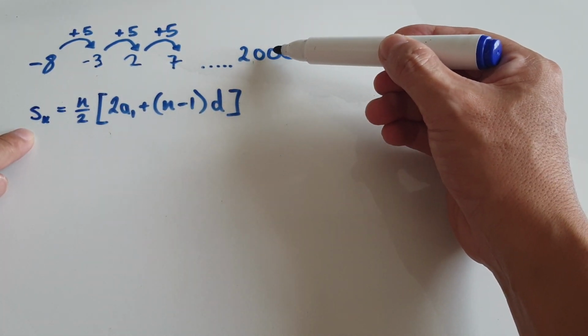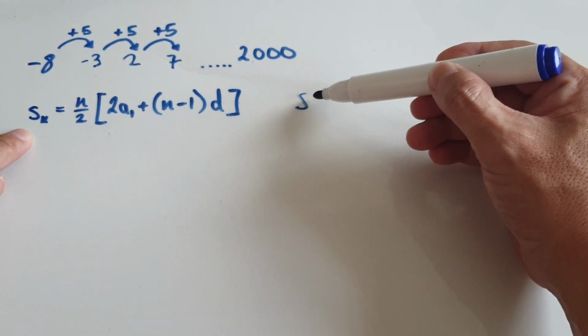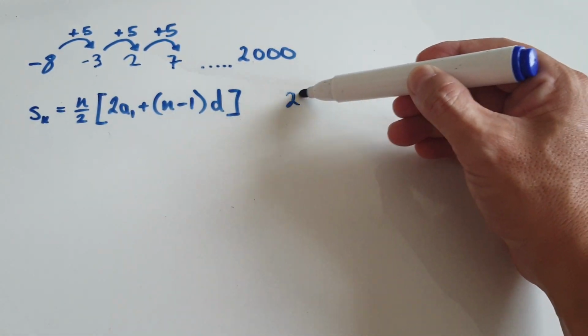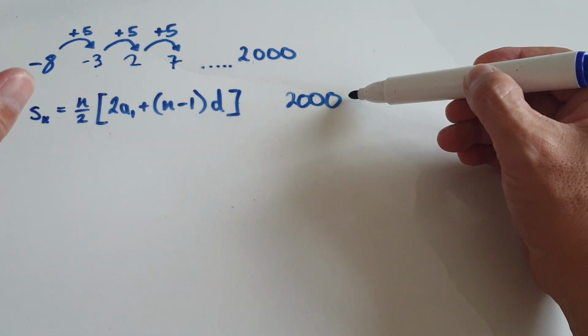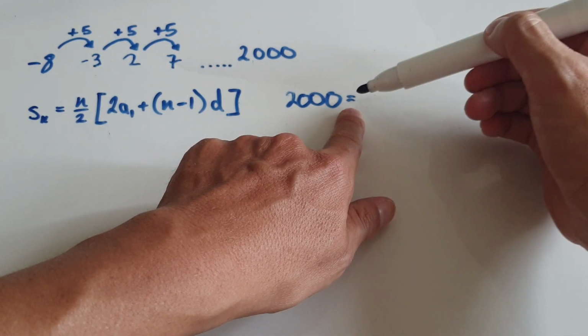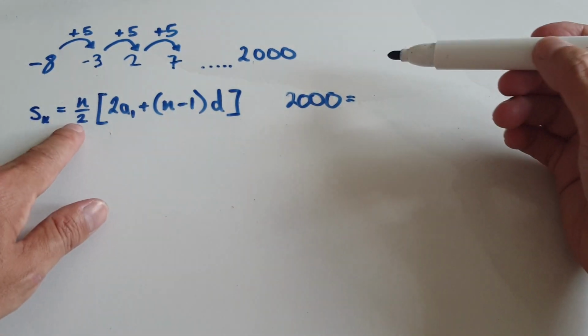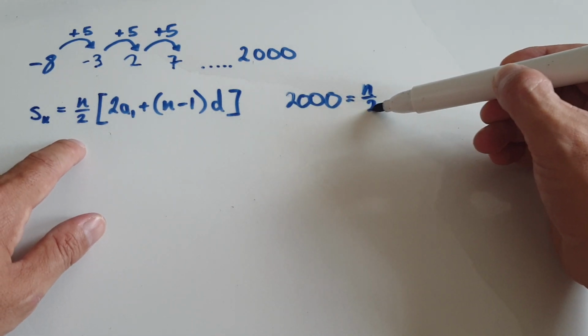So put 2000 in here. I know we have to exceed 2000, but for the time being, let's just make it equal, and then I will justify why at the end. So our job is to work out n.